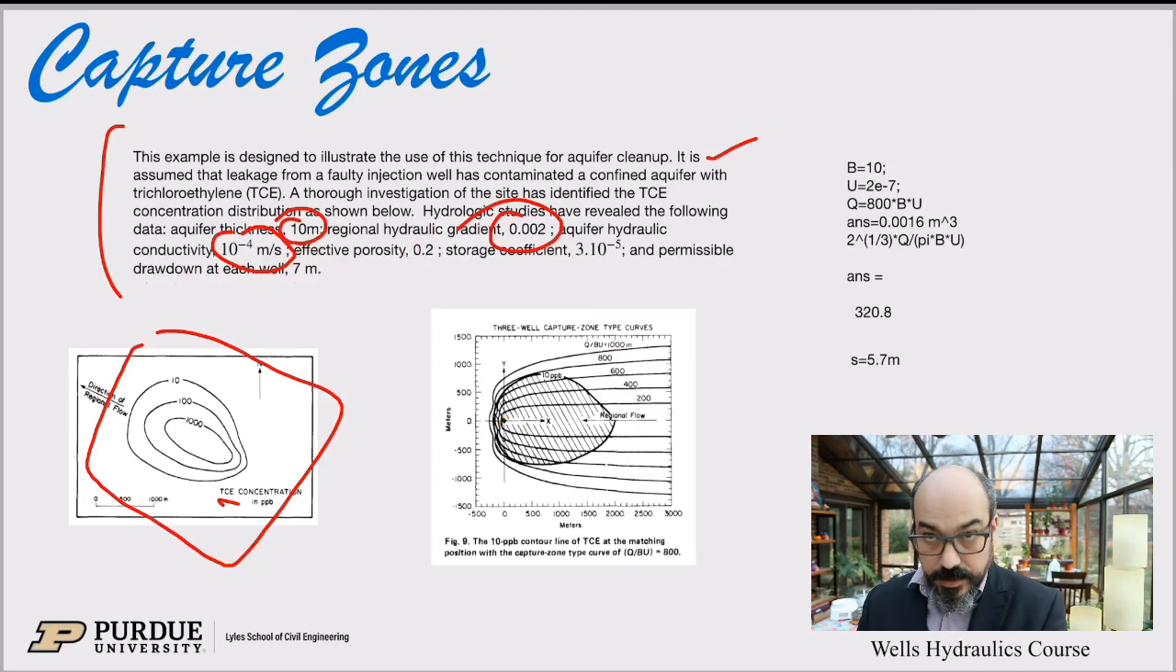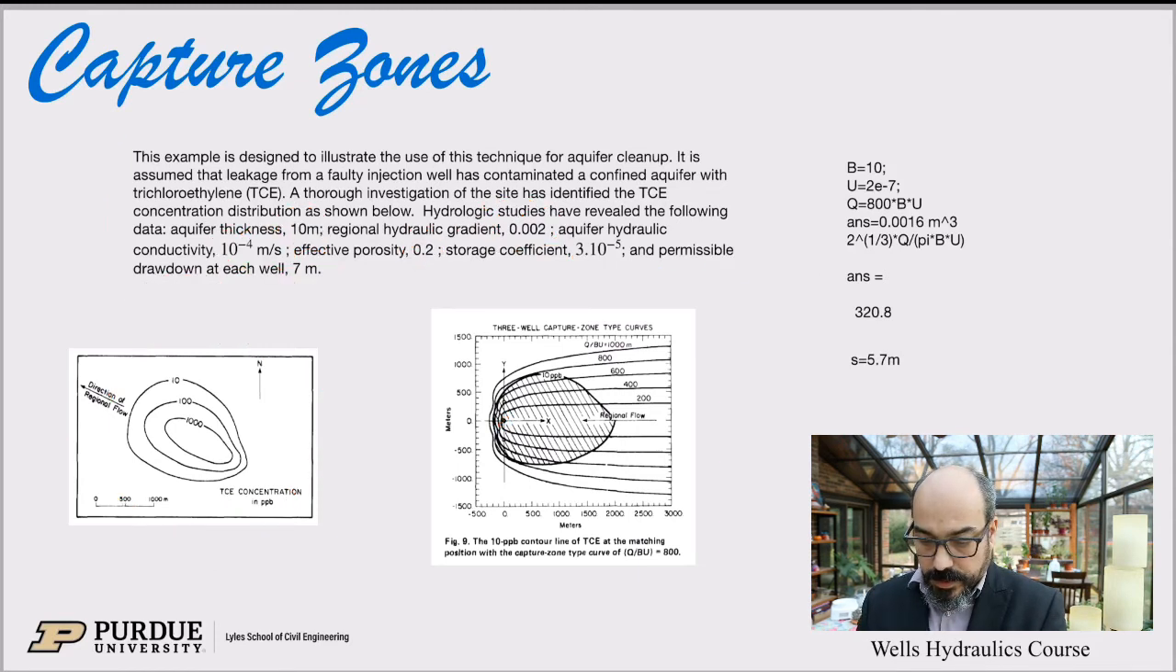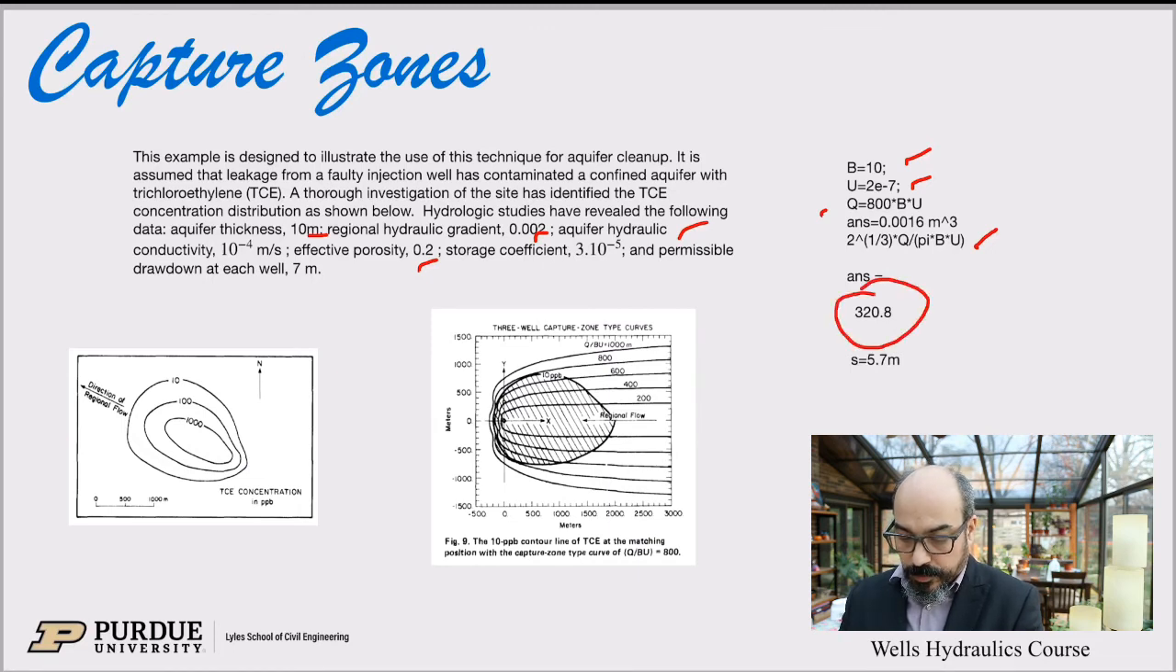Excuse me, let me just clean this up a little bit for you. Okay, so B is 10. U is 2E-7. This is hydraulic conductivity, porosity, and hydraulic gradient. There you go. That gives you U. Q now we calculate 800 BU. So 320.8, and then the drawdown is 5.7 meters.